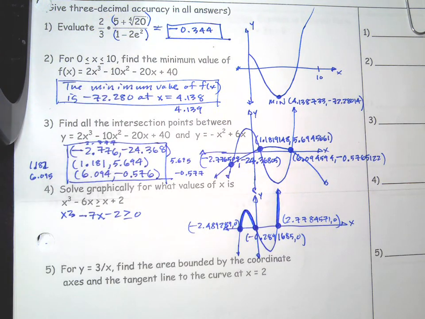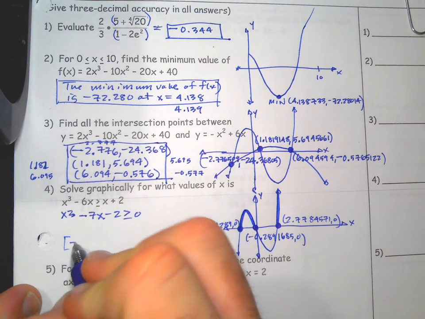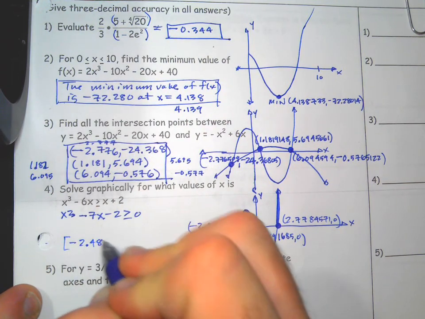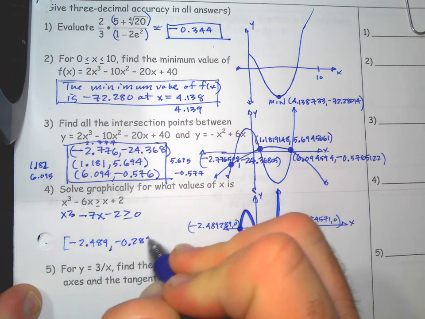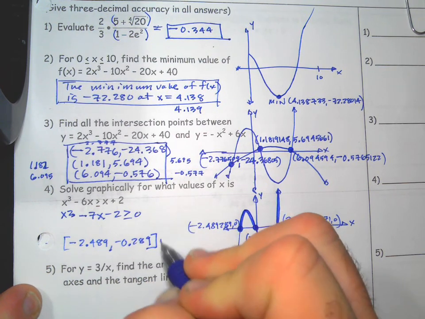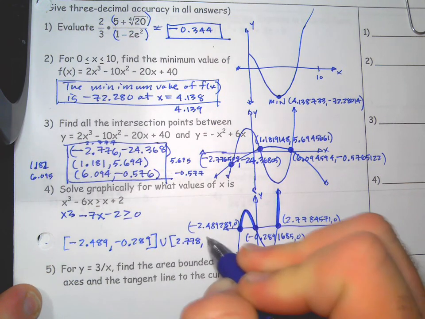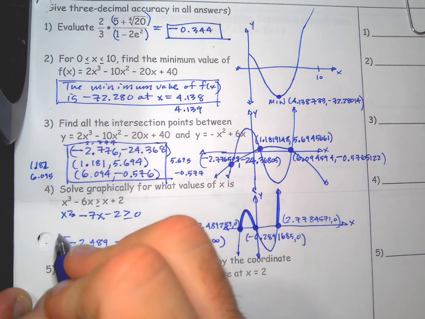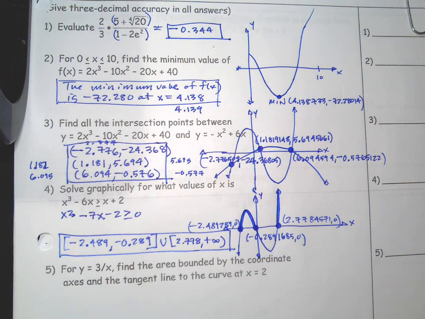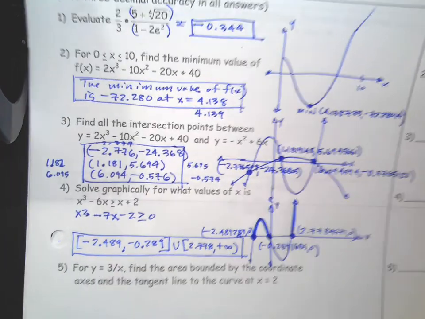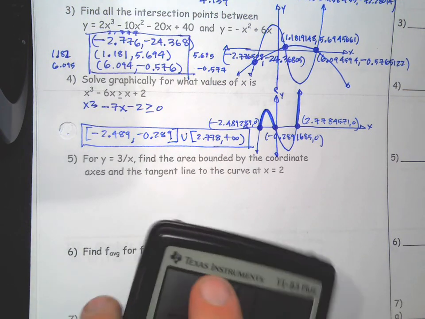2.778457100. Okay, so now we need to write our answer in interval notation. So it's going to be bracket -2.489, comma, -0.289, bracket, union, bracket, 2.778, comma, positive infinity, parentheses. You get the same answer if you graph them both, but in this problem it wouldn't be that bad. In other problems it will.